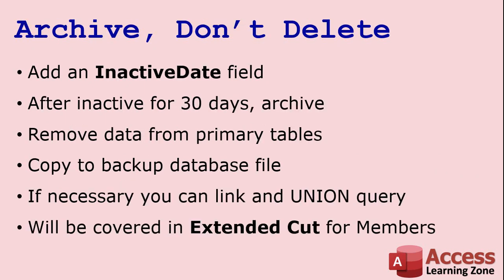Then for the members in the extended cut video, I'm going to show you how to archive information. Don't delete it, archive it. Move it to a different database. We'll add an inactive date field, okay, so we know when it was marked inactive. Then after something is inactive for 30 days, we'll have it archived. We'll copy it to a different table in a different database file so it's not taking up space in your main database. Right? We'll remove that data from the primary tables. We'll copy that record, all that information, to a backup database file. Now, if necessary, you can still bring those two tables together. If you have to do a report on current customers plus inactive customers, I'll show you how to use a union query. You can union two tables together if the fields are similar. And this will be covered in the extended cut.